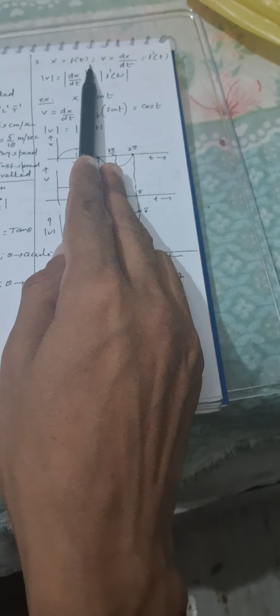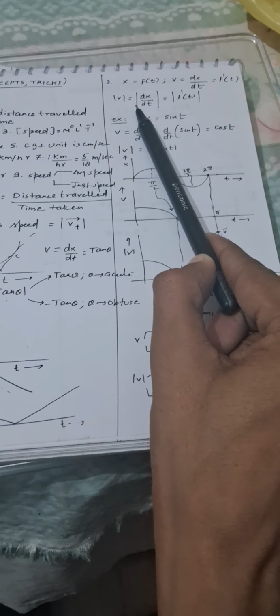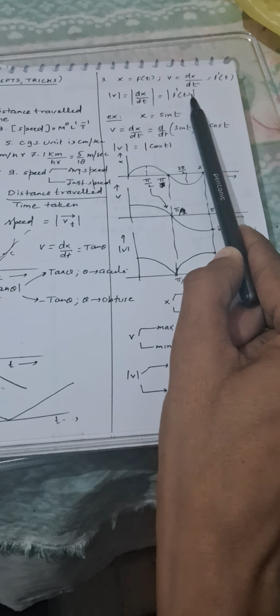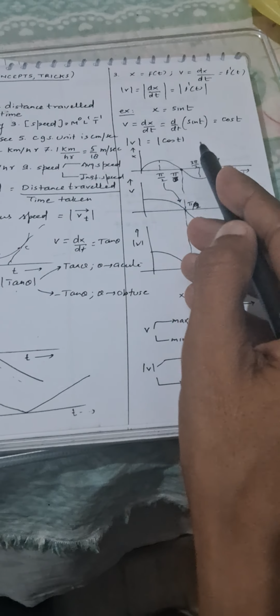Next, let's take a question. Suppose position is given as a function of time. We know that velocity is the differentiation of that, or f dash t. Then speed is the magnitude of velocity, or mod dx by dt, or mod f dash t. Take an example: suppose x is sin t, then velocity is dx by dt, d by dt of sin t, that will be cos t. Mod v will be mod of cos t.